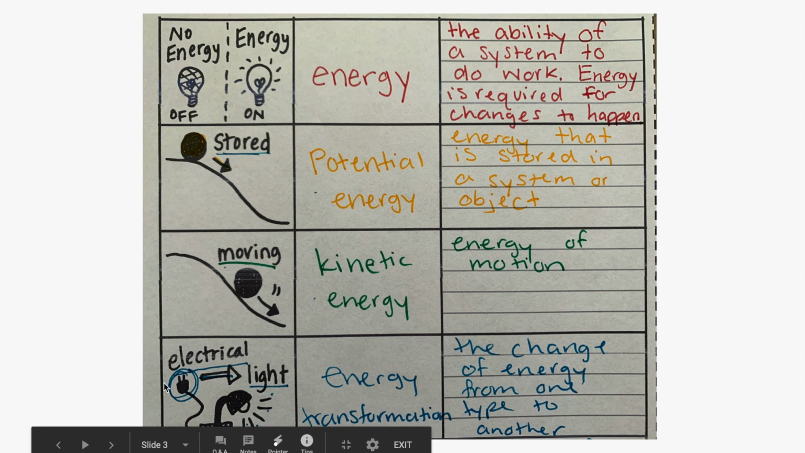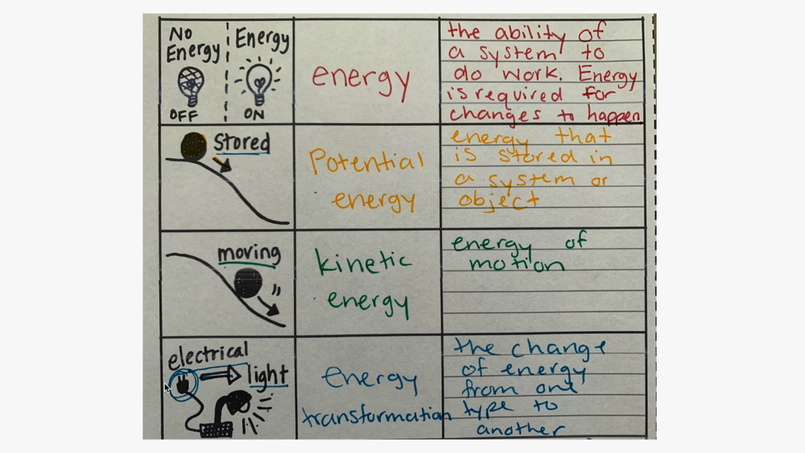So in this example over here, we have that the light is getting electrical energy, so it was plugged in. Before it was plugged in, it had potential energy, and then as it was plugged in, it moved to the electrical energy, letting it shine the light.